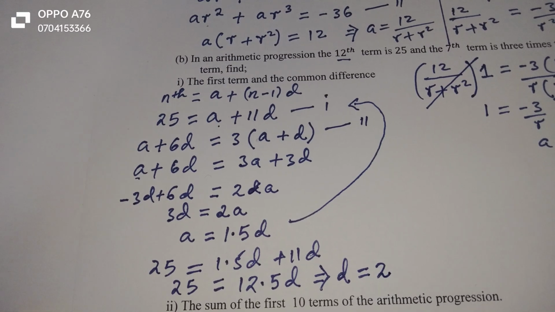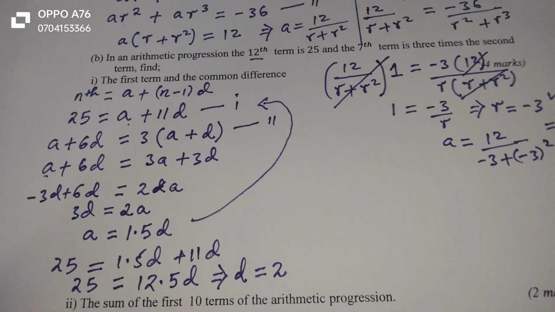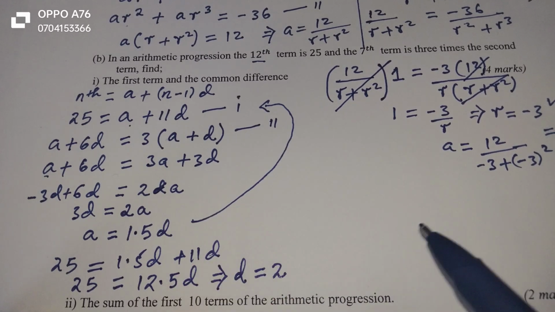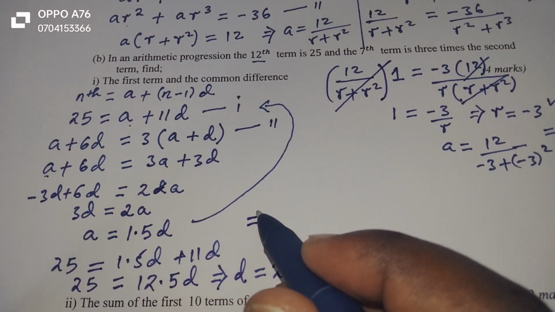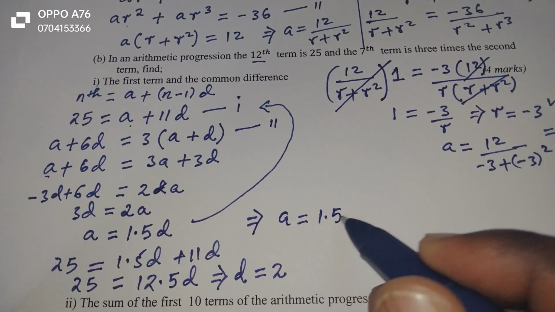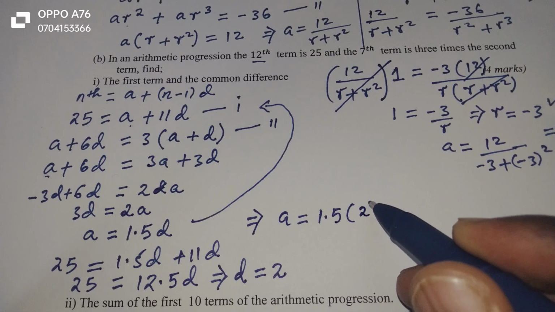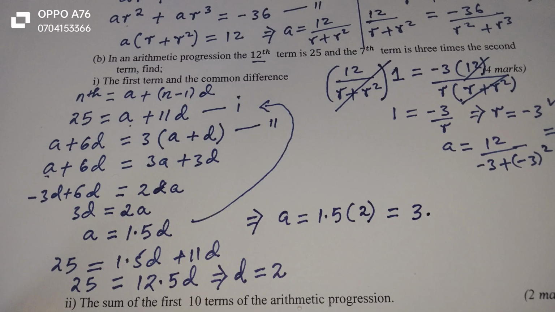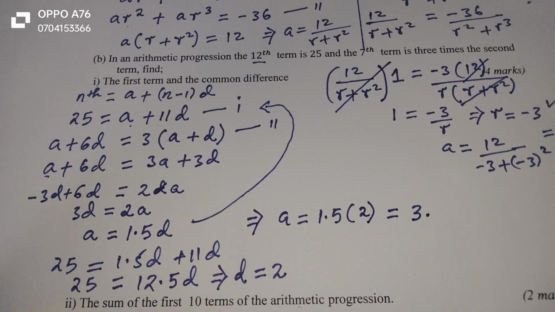With the value of D as 2, we can get the value of the first term. So the first term, there is an expression here which will give us the first term. We need to say that the first term A is given by 1.5 multiplied by D, which is 2. This is exactly 3. So the first term is 3. The common difference is 2.